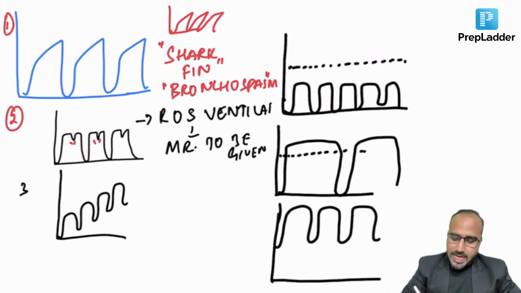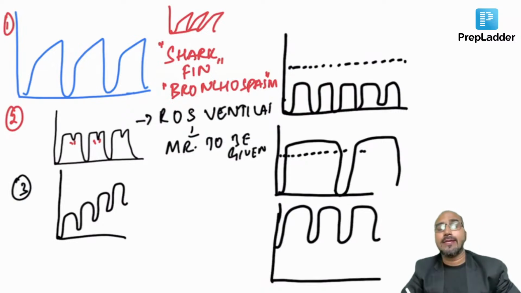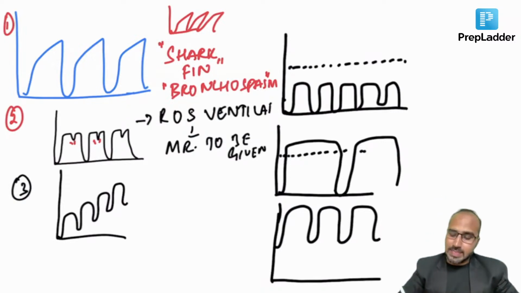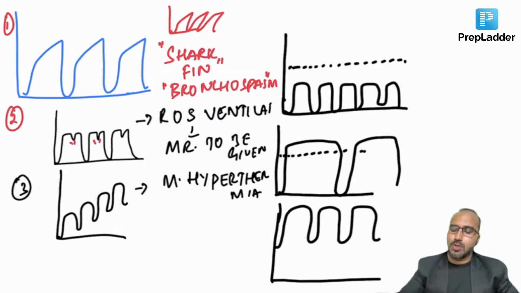Okay. Next, guys, the third capnograph that you see over here is what? It is the step ladder increase. Slowly, the pattern of capnograph is increasing. This you will see when the patient is suffering with malignant hyperthermia. Malignant hyperthermia, you will see this capnograph.